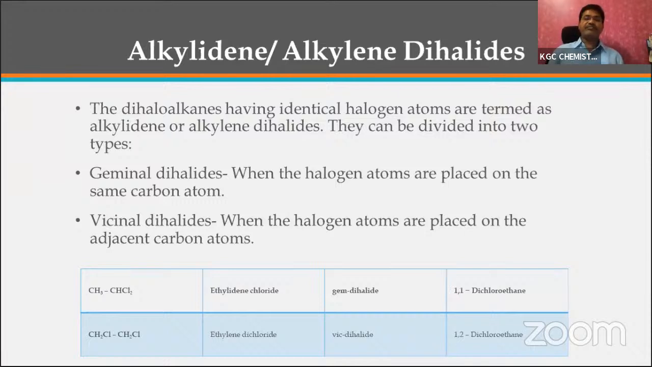What may be the IUPAC name? Because the two chlorines are present on the same one carbon, that's 1,1-dichloroethane. Here the two chlorine atoms are present on adjacent carbons. That's why the common name is ethylene dichloride. Because it is on adjacent carbons, therefore it is called a vicinal dihalide, and the IUPAC name is 1,2-dichloroethane.